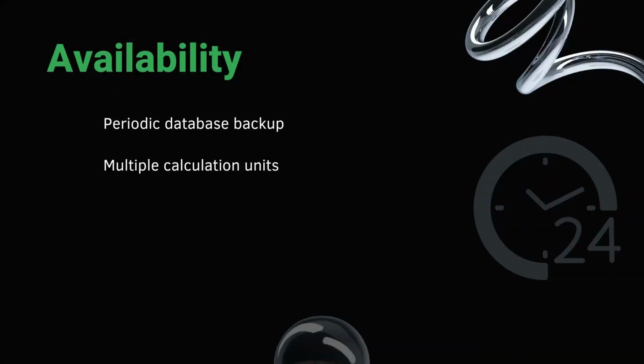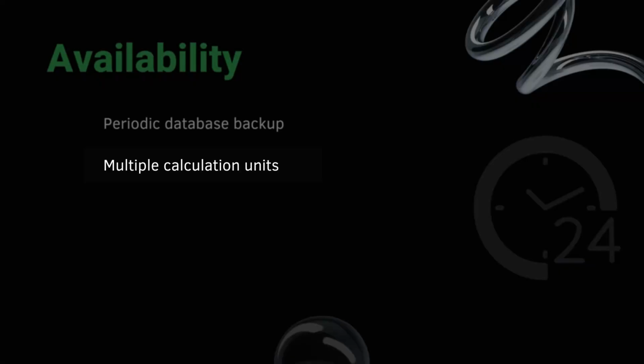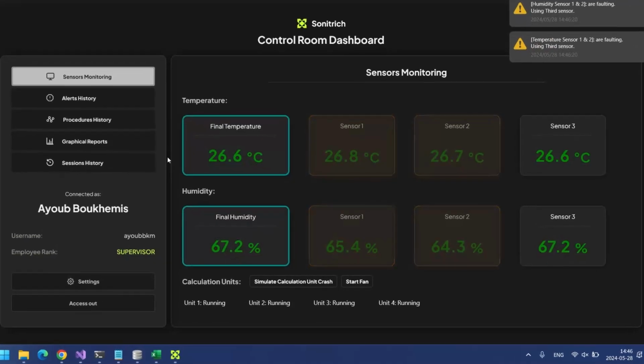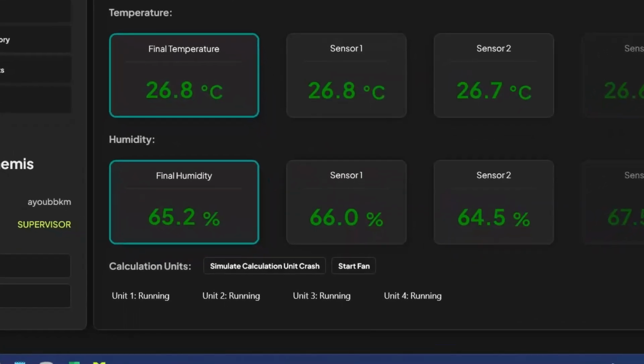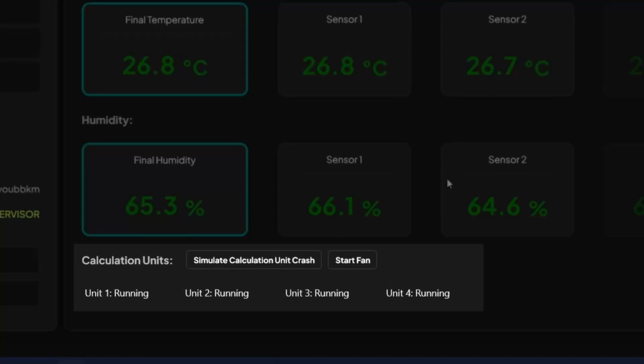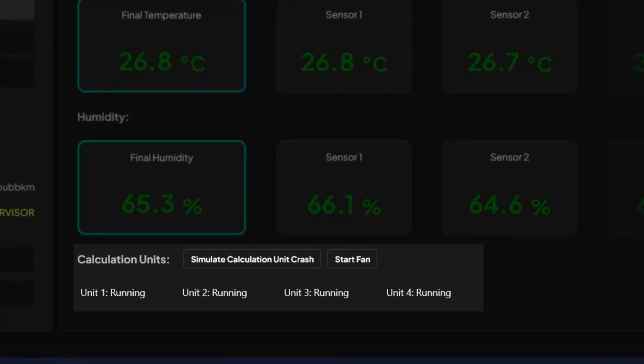Given our system's reliance on continuous sensor data monitoring and processing, we have mitigated the risk of a single point of failure by deploying multiple calculation units. These units collaborate on data calculation and validation tasks, ensuring uninterrupted operation. If one unit fails, another seamlessly takes over, maintaining system reliability and performance.